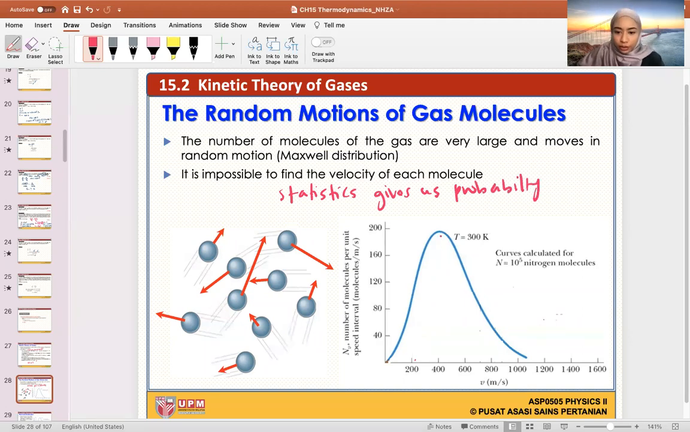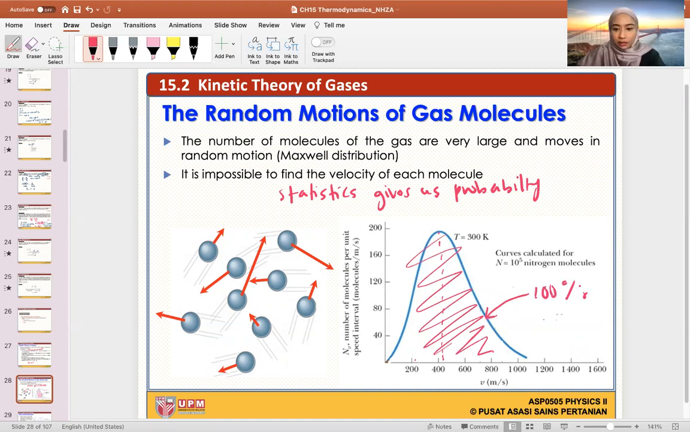Okay. So if you divide, the entire curve is 100%. So sorry for the slamming of the door. That was my son. So this is 50%. This is 50%. I want to know what is 10% of the gas in this area. So 10% of gas in this area will have a velocity of 390 to 400 meter per second. So that is how you use distribution.